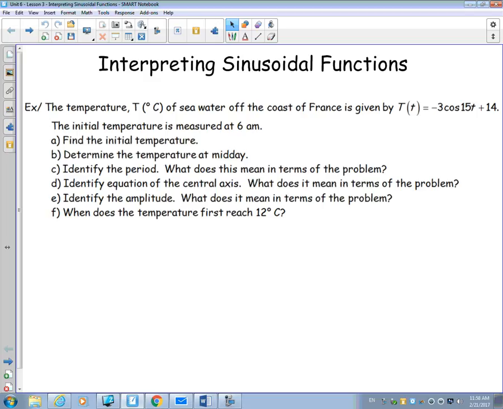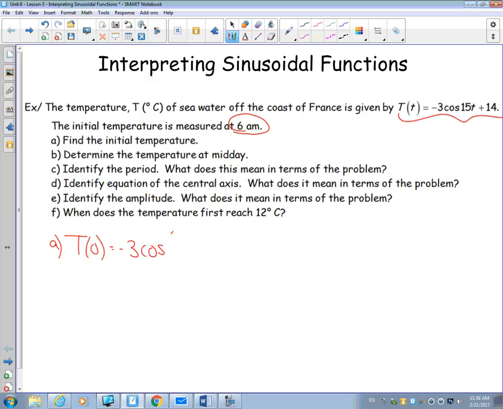The temperature of seawater off the coast of France is given by this equation, where t is your time measured at 6 a.m. and big T is your temperature. And we want to find some things. In part A, we want to find the initial temperature. So how many hours have gone by? 0. So when t is 0, we're going to do the cos of 15 times 0, which is like saying the cos of 0. And we can punch this into our calculator, and if we do that, we get 11 degrees Celsius.